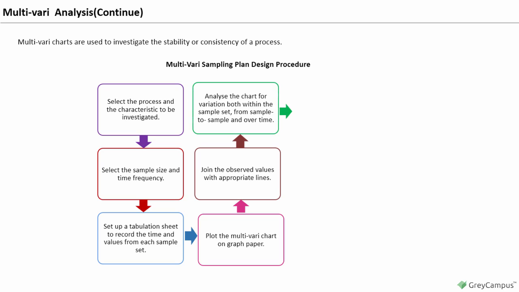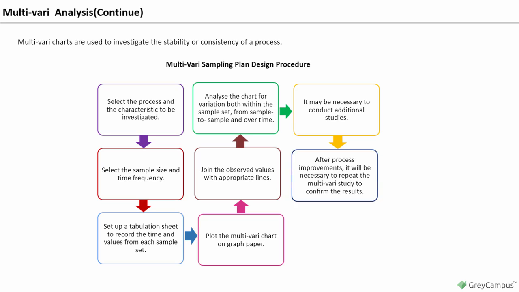Analyze the chart for variation, both within the sample set, from sample to sample, and over time. It may be necessary to conduct additional studies to concentrate on the area or areas of apparent maximum variation. After process improvements, it will be necessary to repeat the multivariate study to confirm the results.